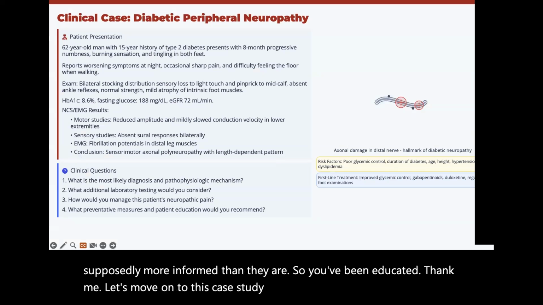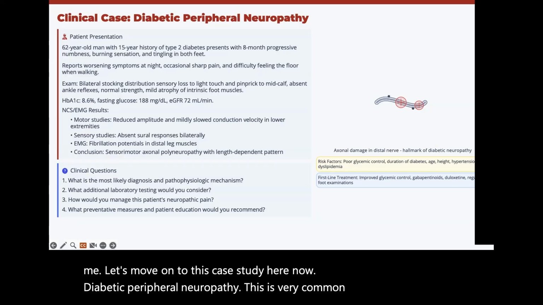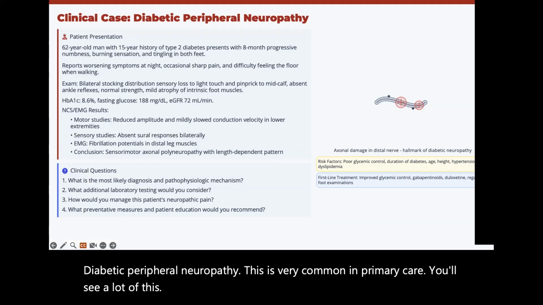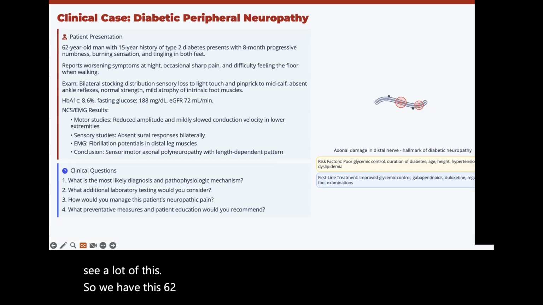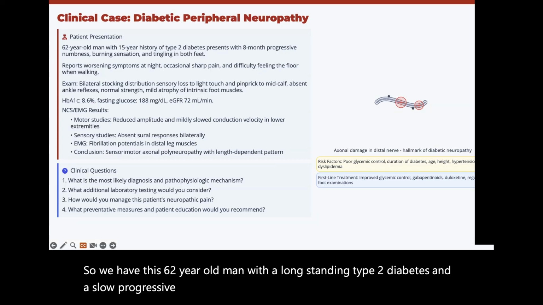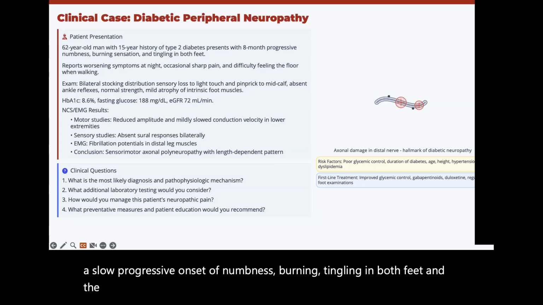Now, diabetic peripheral neuropathy. This is very common in primary care. You'll see a lot of this. So we have this 62-year-old man with a long-standing type 2 diabetes and a slow progressive onset of numbness, burning, tingling in both feet. And the key phrase here is 8 months of worsening symptoms. This is chronic, not acute.